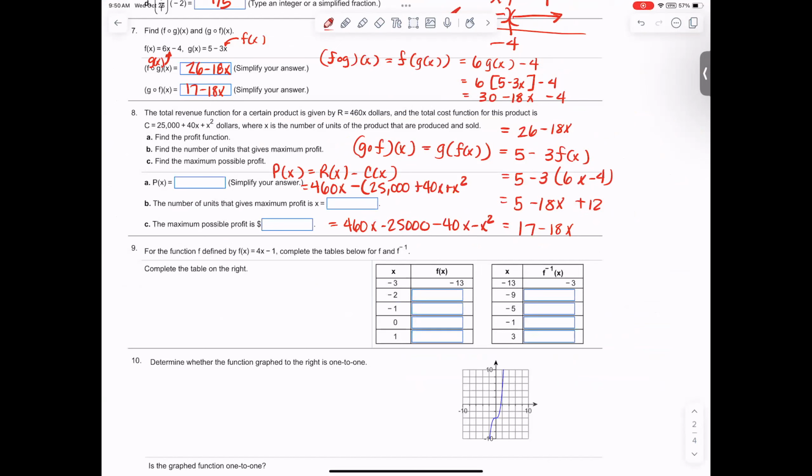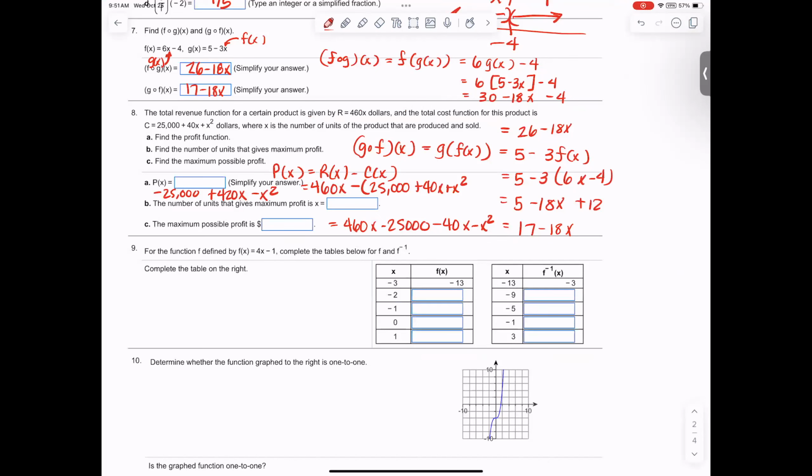So what do I get? Negative 25000, and don't write it with the comma in there, by the way, plus 420x minus x squared. And then it asks you for, this is from the last chapter, once you have the profit function, how do you find where profit is maximum and how many units? That's the vertex. This is straight from chapter 3.